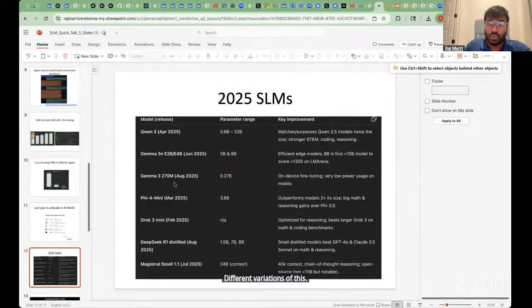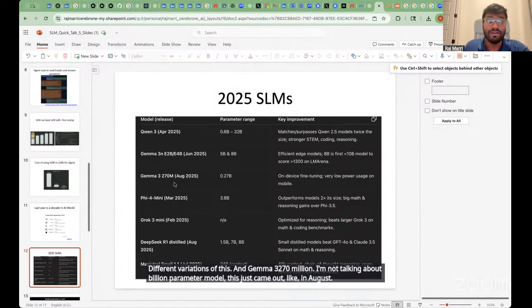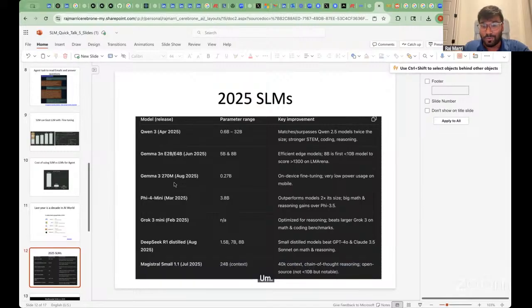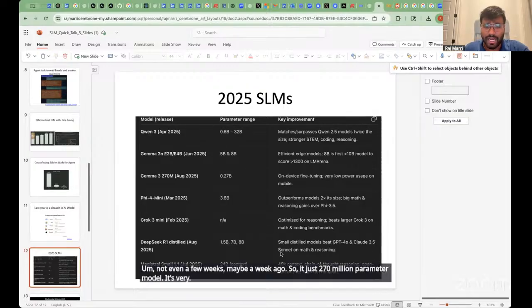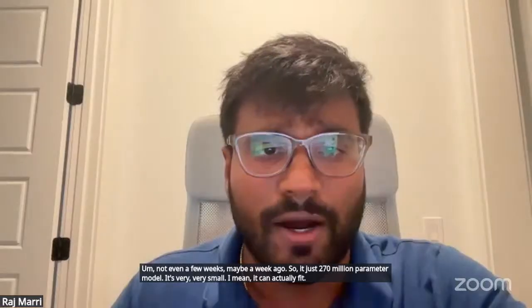And Gemma 3, 270 million. I'm not talking about a billion parameter model. This just came out in August, maybe a week ago. It's just a 270 million parameter model. It's very, very small. I mean, it can actually fit on a laptop as well.